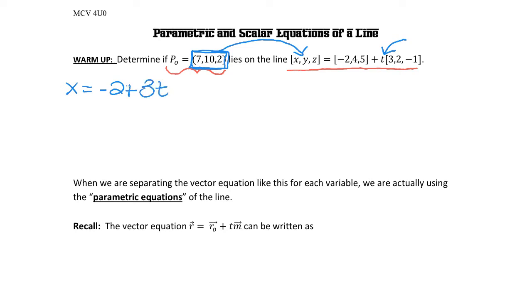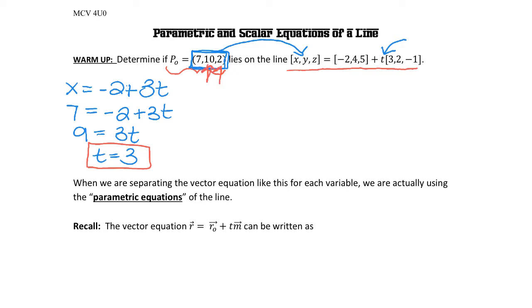Okay, and if I plug in 7 for x, I get -2 plus 3t. So 9 is equal to 3t. So t is equal to 3. So for 7 to be the x value, our t must be 3. So what we're going to do now is check if that t at 3 works and gives us a y value of 10 and a z value of 2.